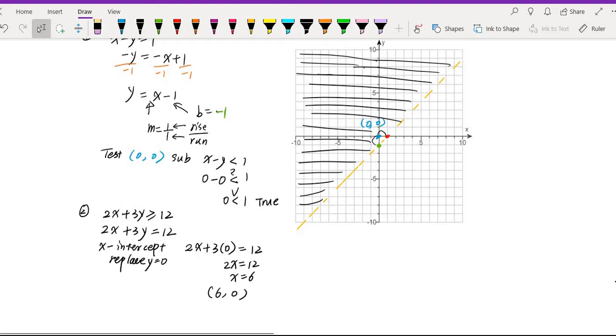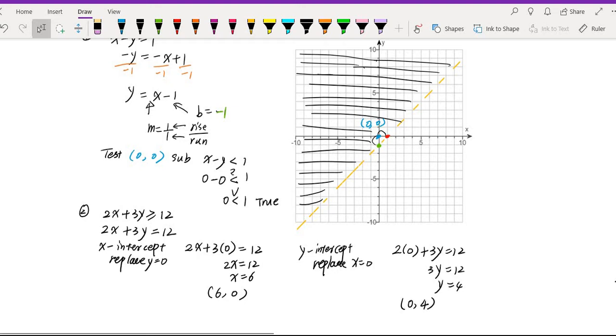Okay, we do the same thing. Let's go ahead and find the y-intercept. That means we're going to replace x equal to 0, or you can say set x equal to 0. That will be 2 times 0 plus 3y equal to 12. And I'll do the same thing. Then that will give you y equal to 4. My y-intercept means it's 0, 4.